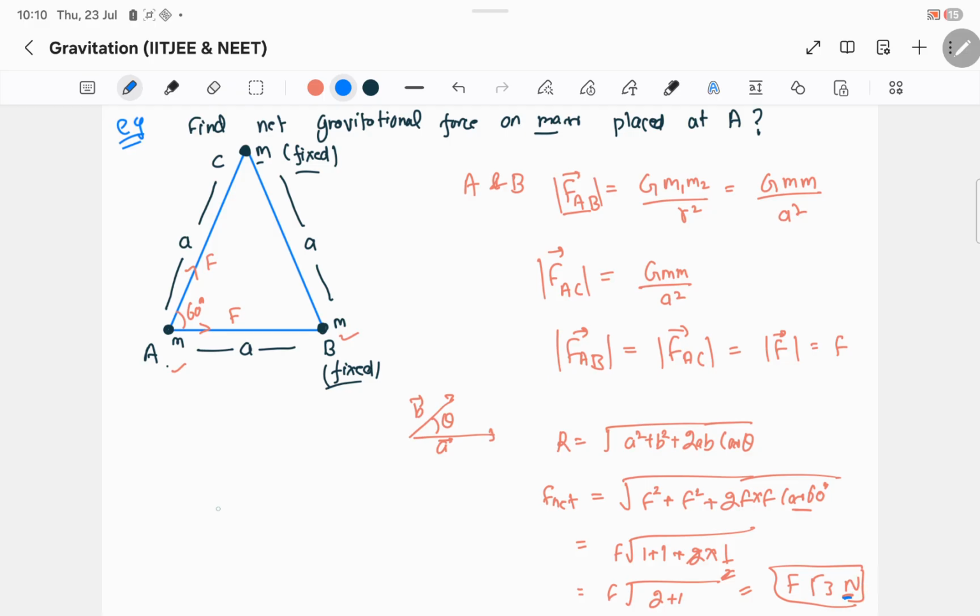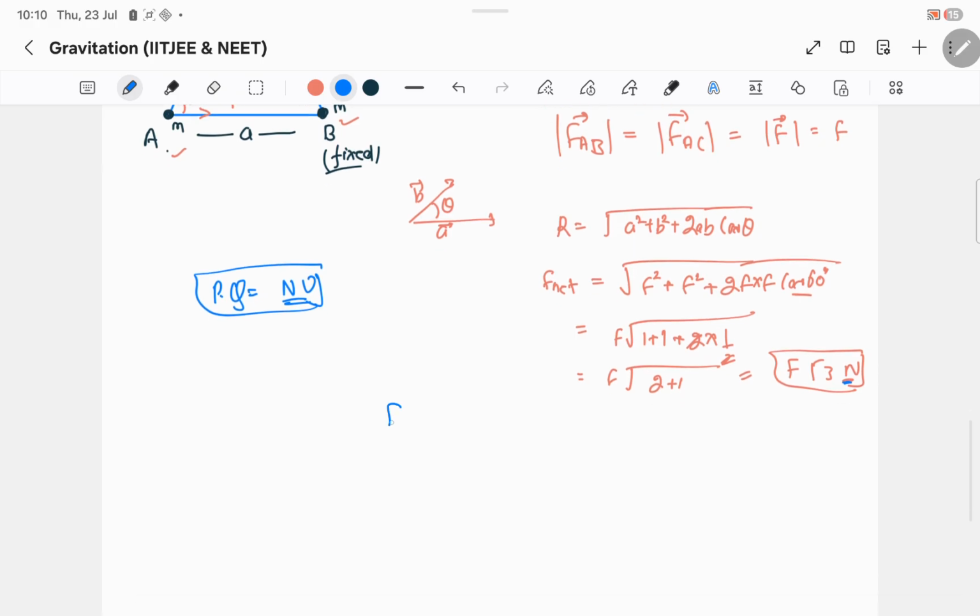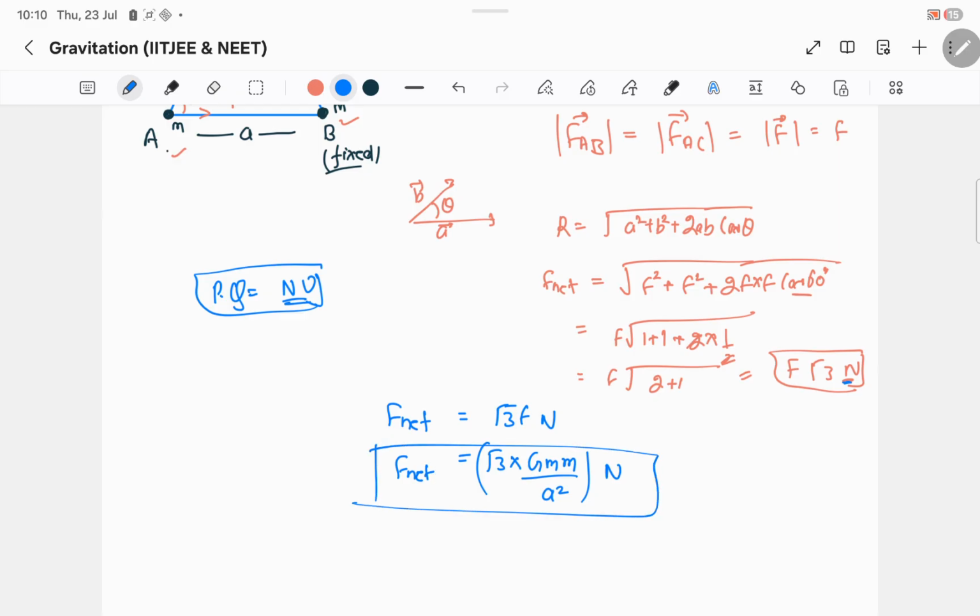Because every physical quantity is defined with a numerical value and unit, don't forget the unit behind this. So now we found that F net on a particle will be root 3 times F, you can put the value of F, root 3 into G m by a square Newton. This will be your F net. Okay, we solved this question. This will be the total force on this particle.